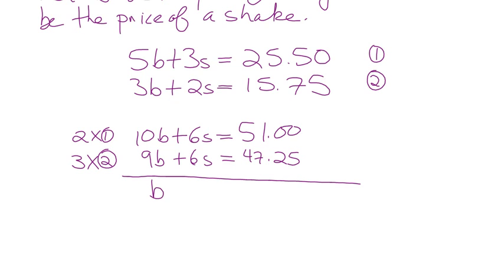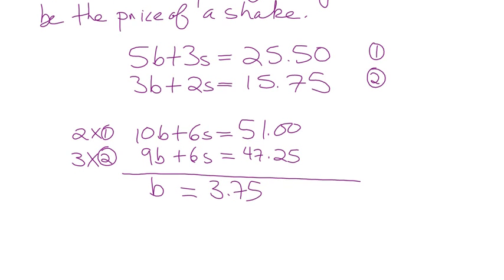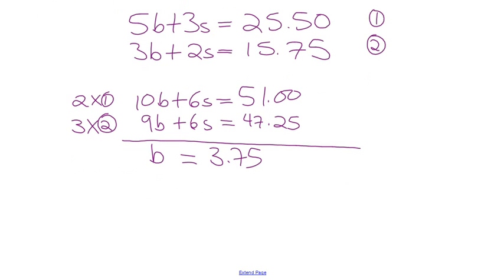All right, anyways, what do we get? B is equal to 3.75. That's solved nicely. Okay, now what do we do? Find the shake. So what are we going to substitute into? The first one? Does it matter? Not really.